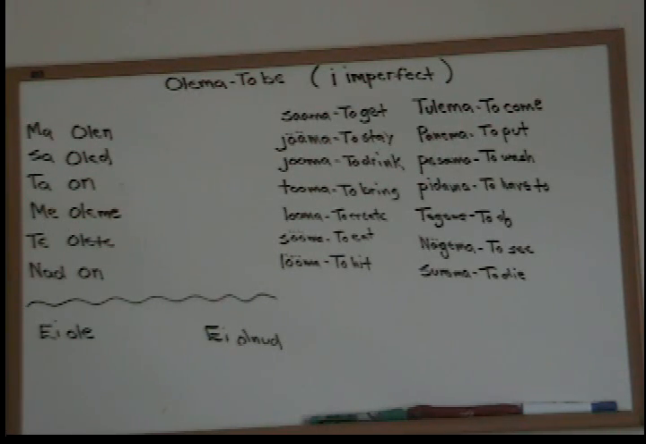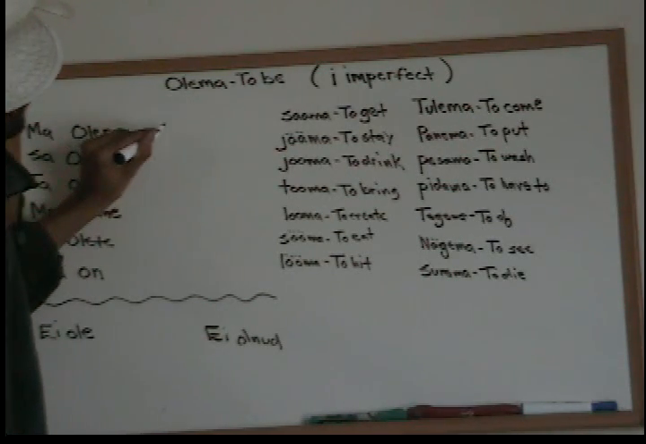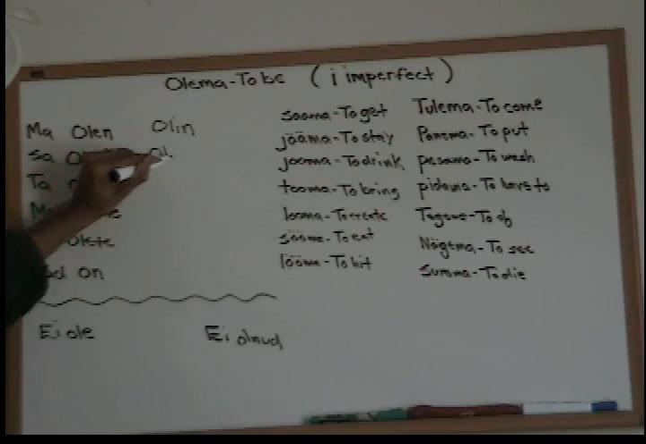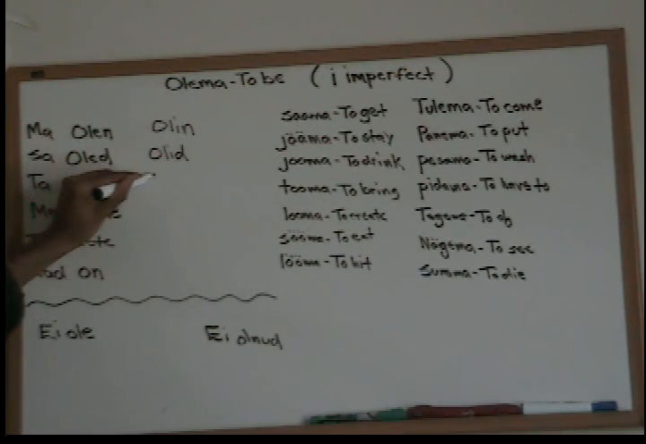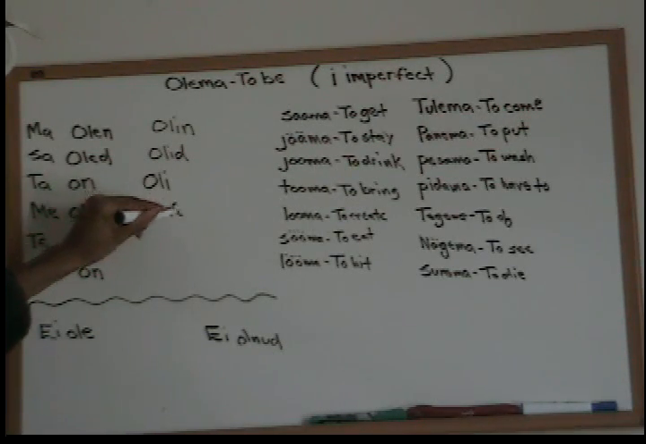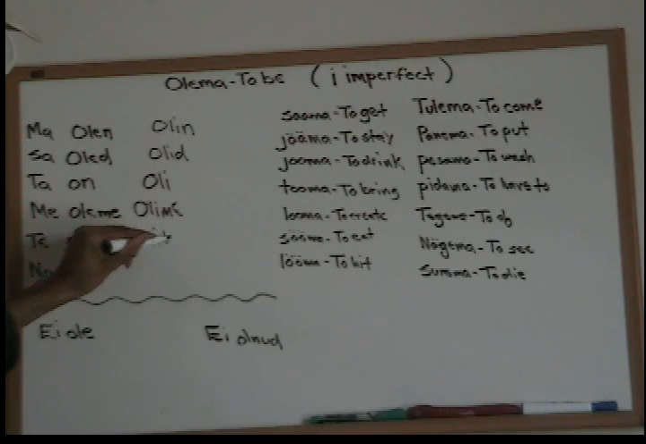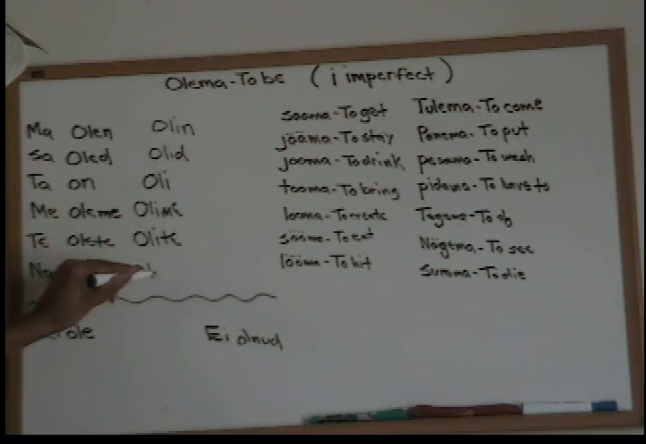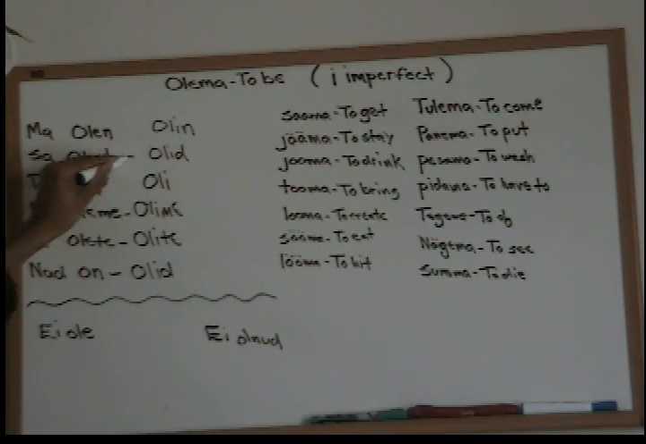So these are just negating these here. Okay, so ma olen, we want to change this to I wasn't, because we're doing imperfect. If you say I wasn't, this olen here will turn into olin. So you have olin, you have olid, ta on will be oli, oleme will be olime, olete will be olite, and then they will be oli, olid. These are the imperfects for that.